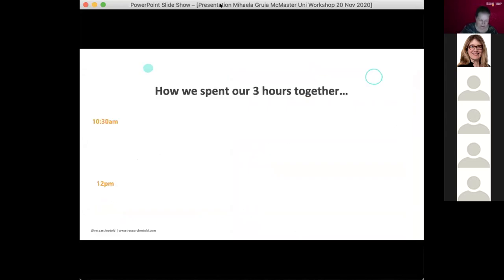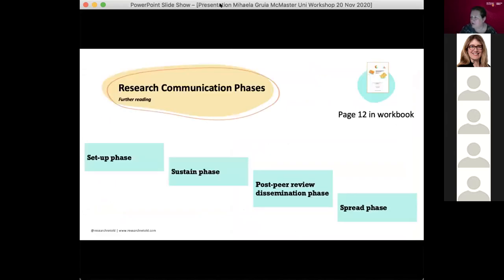One other thing to know is that in your workbook, you do have a bit of further reading if you want to go through different stages of your research, where you're at, the setup, sustain, post peer review, or spread phase, and where you're at in the research cycle and how you might have different research communication needs. So we've got a bit of information there that you can refer back to.